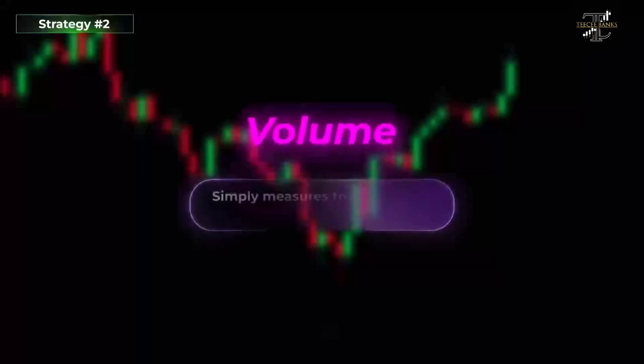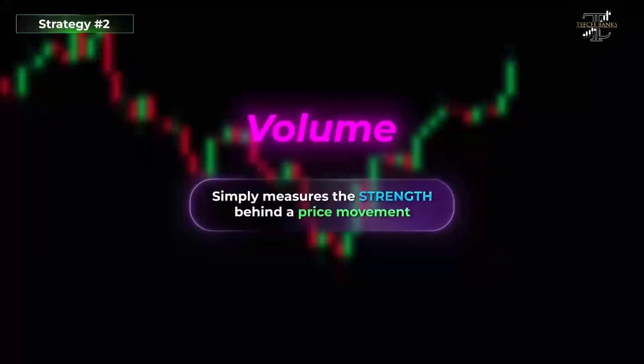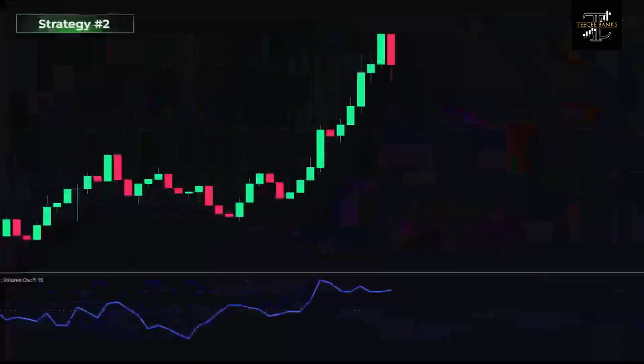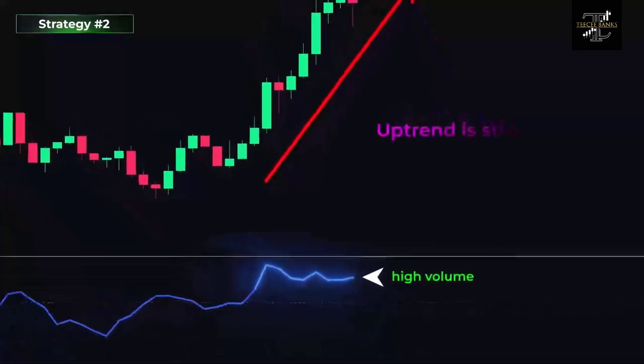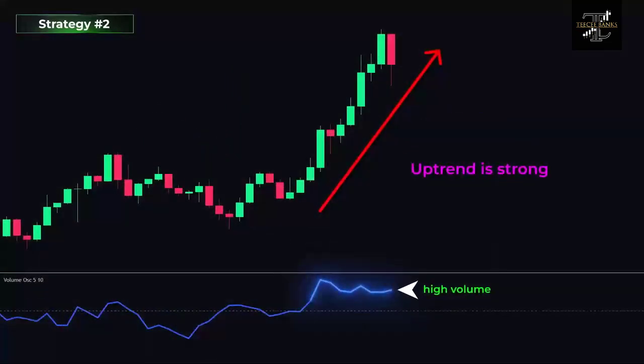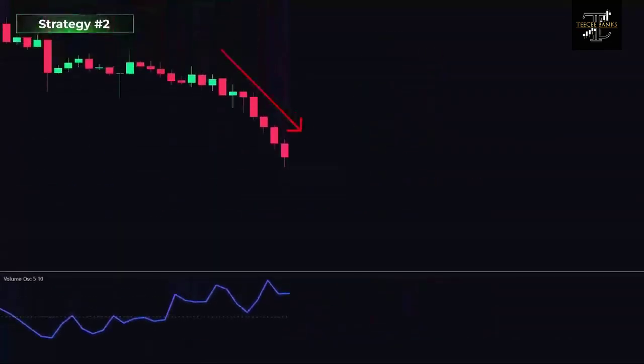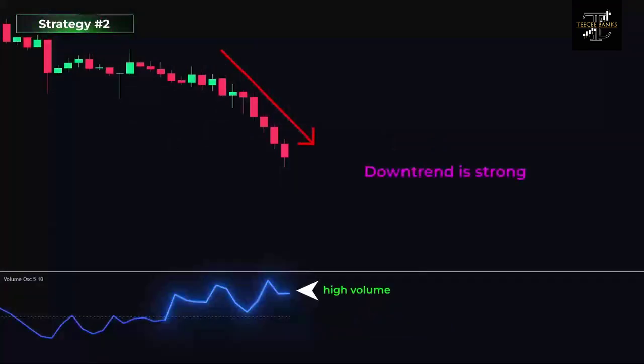For those of you who don't know, volume in trading simply measures the strength behind a price movement. For example, if price is in an uptrend and volume is high, it means that the uptrend has a strong momentum behind it. Same goes for a downtrend. If price is dropping and volume is high, it means that the downtrend has strong momentum behind it.